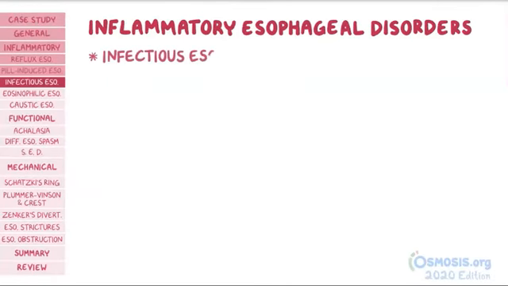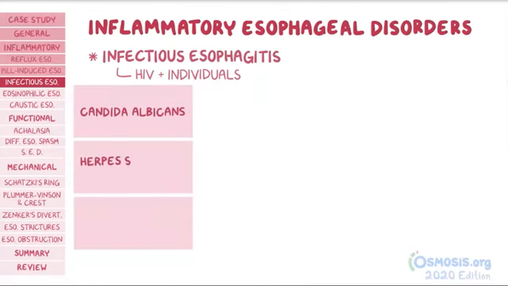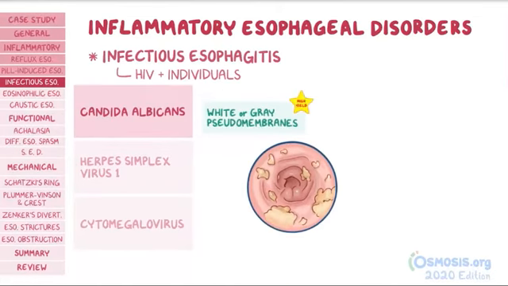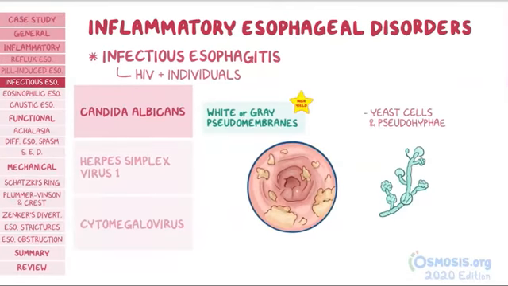The next one is infectious esophagitis, which is most commonly seen in immunocompromised individuals, like those that are HIV positive. The most common causes of HIV-associated esophagitis include Candida albicans, herpes simplex virus 1, and cytomegalovirus. A high-yield fact to remember is that with Candida esophagitis, the upper endoscopy will show patches of adherent, white, or gray pseudomembranes on the underlying mucosa. The histopathology reveals yeast cells and pseudohyphae that invade mucosal cells of the esophagus. Any attempt to remove the pseudomembrane can cause bleeding in the underlying mucosa.